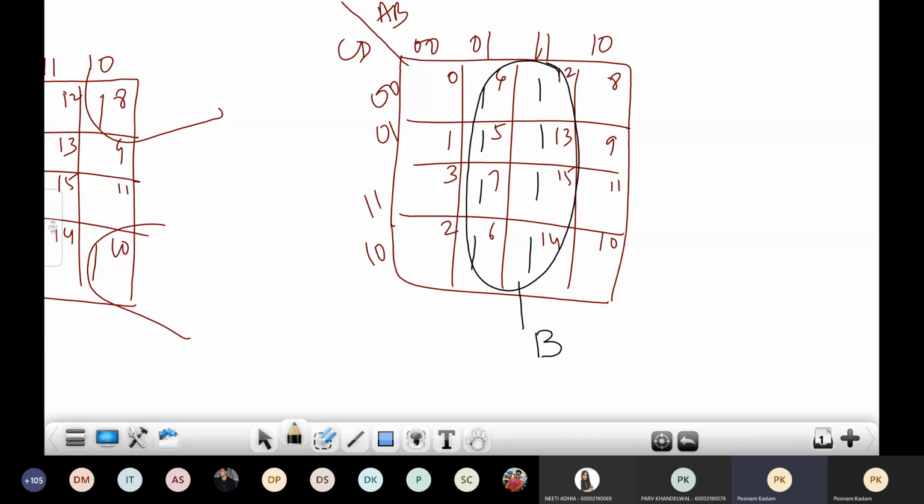These are different ways to make groups of 1 cells. Now let me take a problem and let us see how to simplify an expression and bring it into a simplified SOP expression. So having knowledge of how to make groups of 1 cells, now we can proceed and see how to minimize the logical expression. So let's do that.